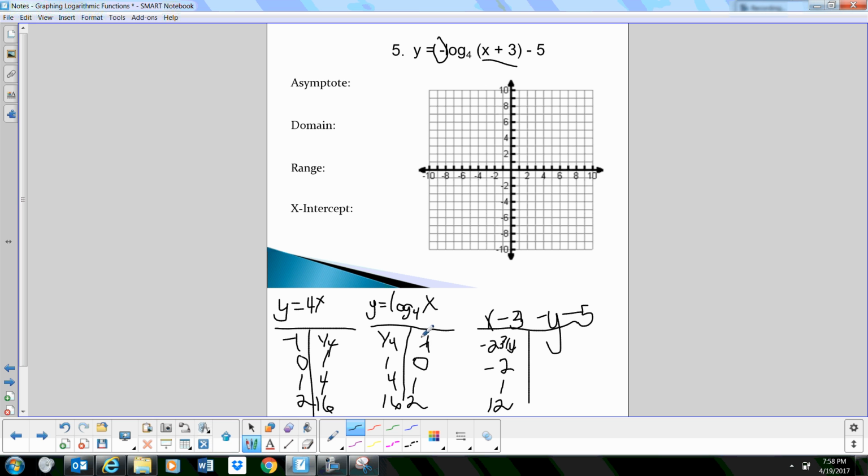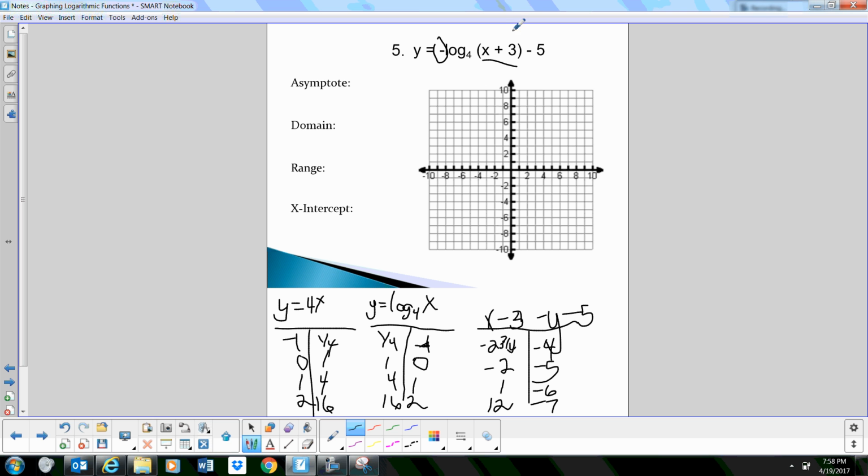Now let's take the y-coordinates. The first thing we're going to do is negate. So this negative 1 is going to be a positive 1, and positive 1 minus 5 is negative 4. 0, opposite of 0 is 0, minus 5 is negative 5. Opposite of 1 is negative 1. Negative 1 minus 5 is negative 6. And then negative 2 minus 5 is negative 7. So there are some ordered pairs.